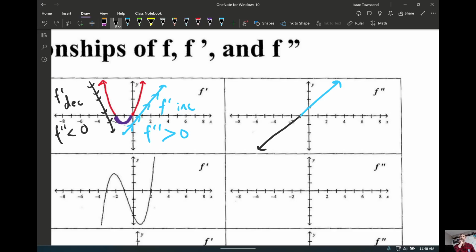Now again, we only know when it's positive and when it's negative. We can't be accurate enough. It could be like this. It could be steeper. It could be less steep. All I know is when it's positive and negative. So there's a little bit of estimating in there too.